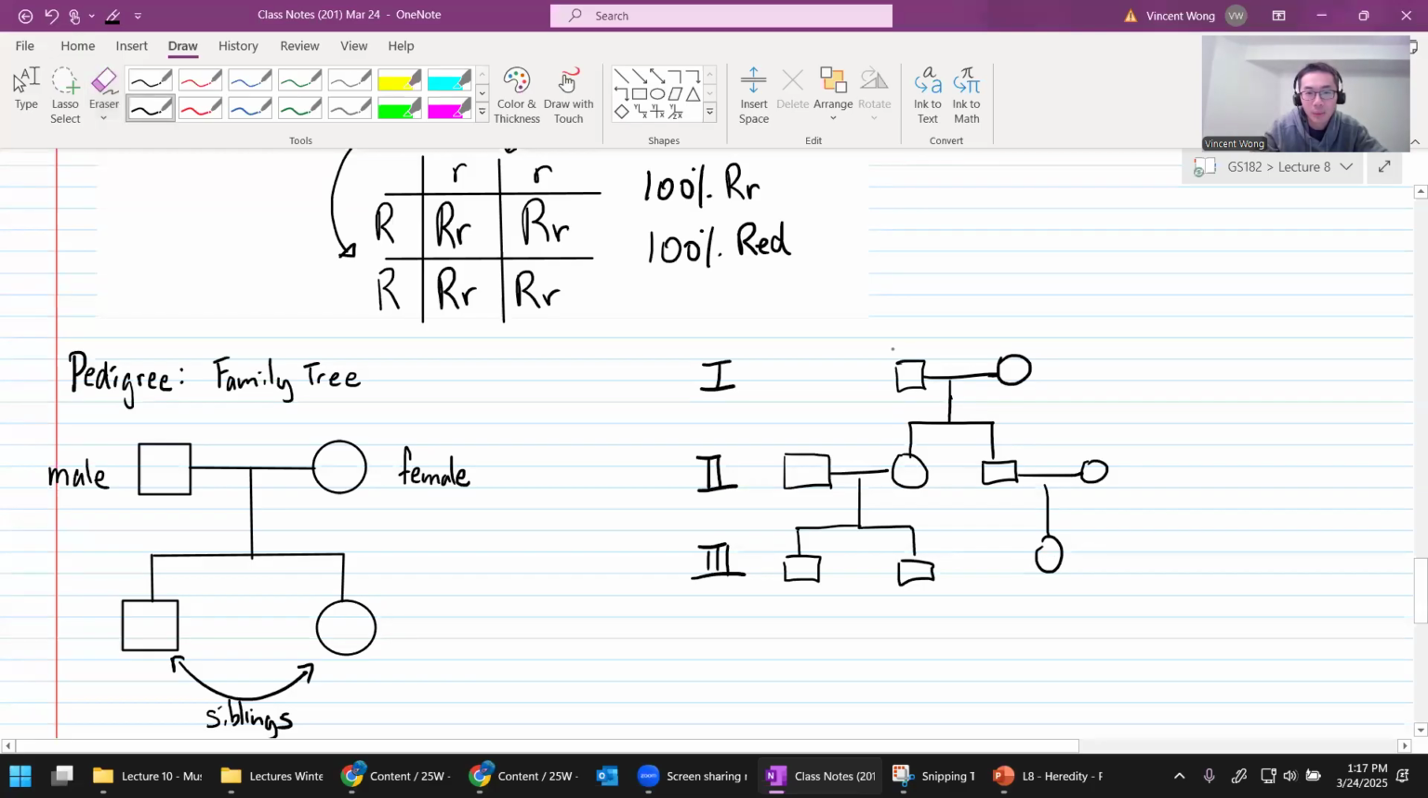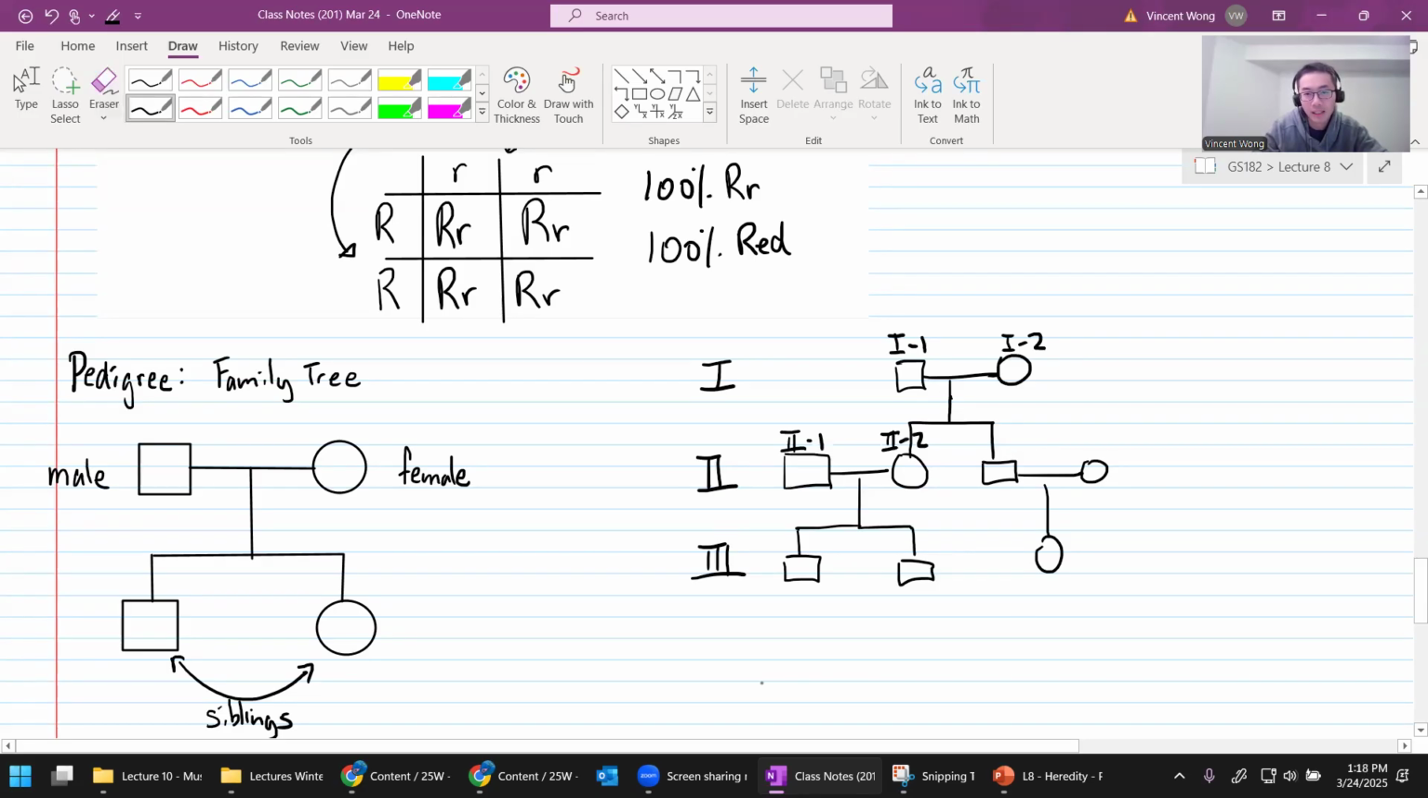Now, what do we call these people? Well, this is generation 1, and this is the first one on the pedigree. So this is 1-1. This is 1-2. Okay, this is 2-1, 2-2, and so on and so forth.